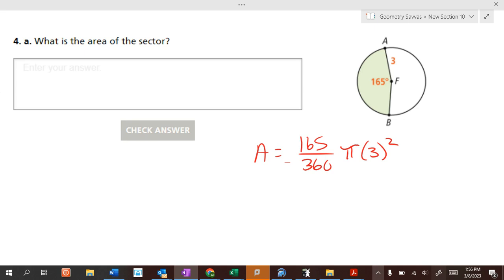So what's your fraction? What did you get, Evie? 4 1/8. So that would be 33 pi over 8. 33 over 8.